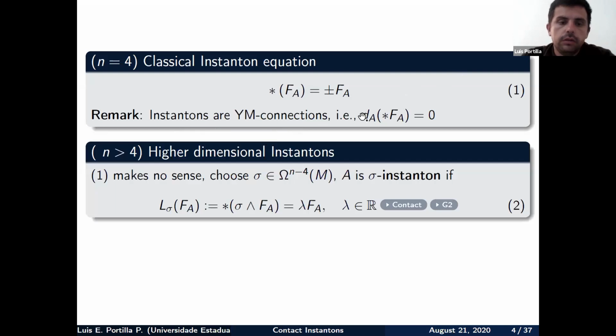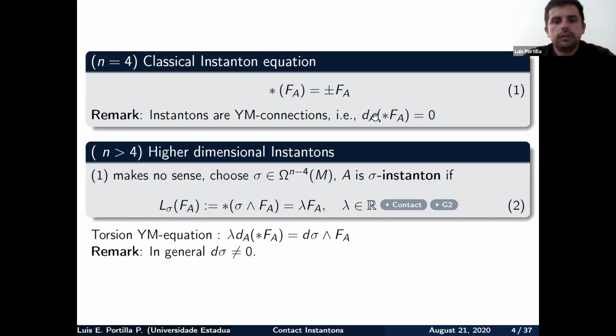For dimensions greater than 4, we have a generalization of equation one by using an n minus 4 form sigma, where n is the dimension of the manifold M. We say that a connection is a sigma instanton if it is a solution of equation 2. Of course, this is interesting in particular cases when particular n minus 4 forms appear.